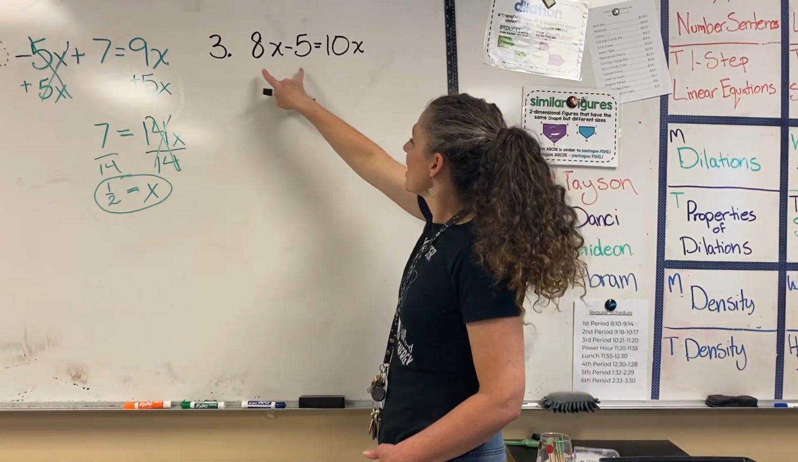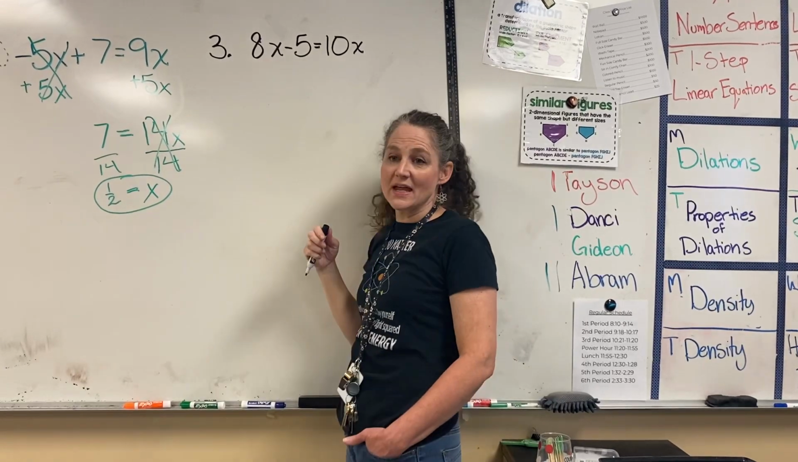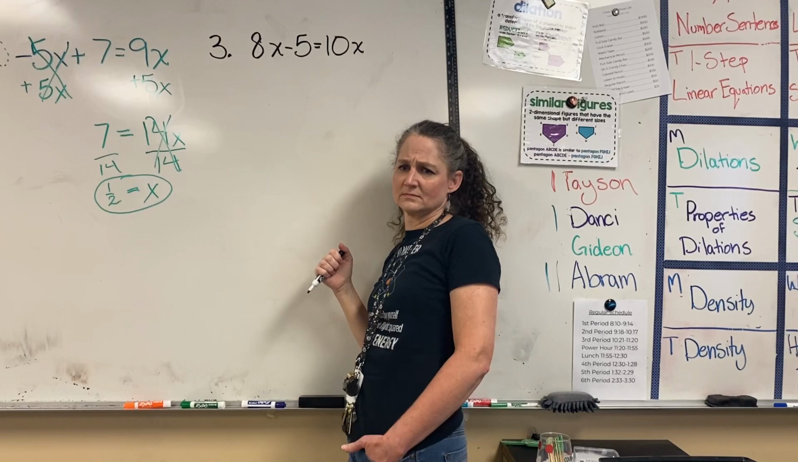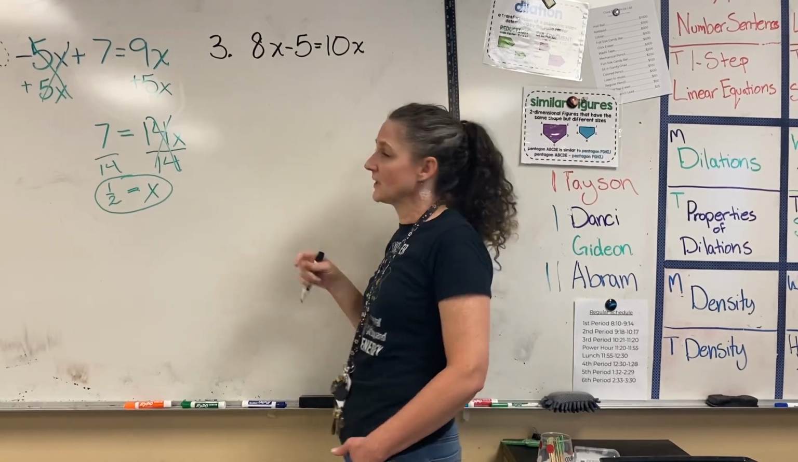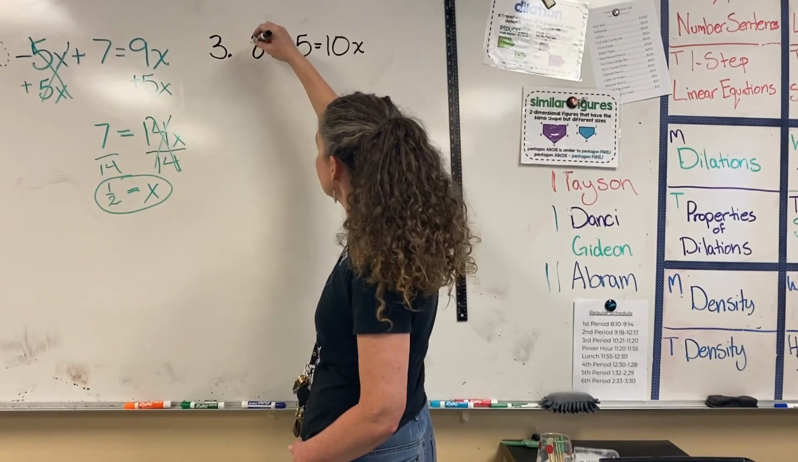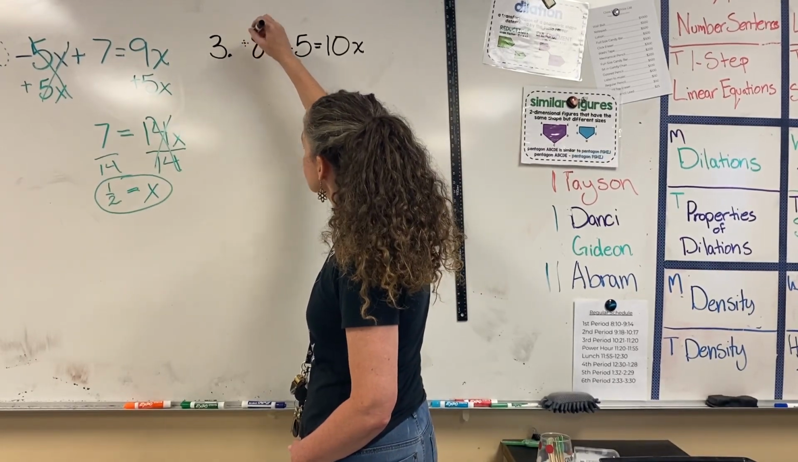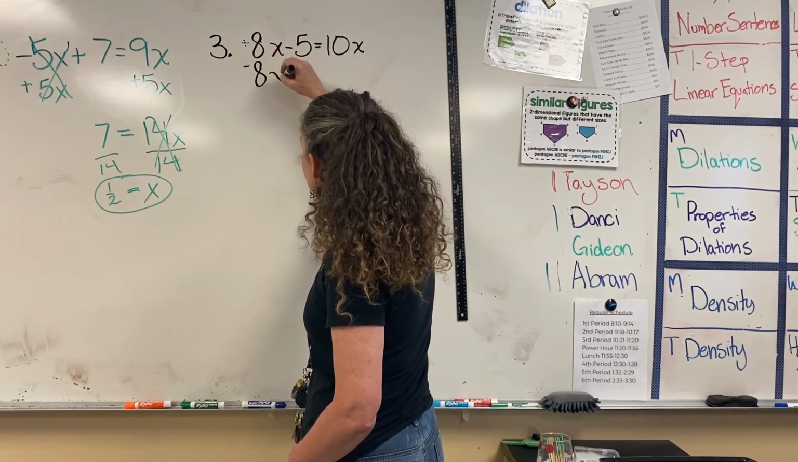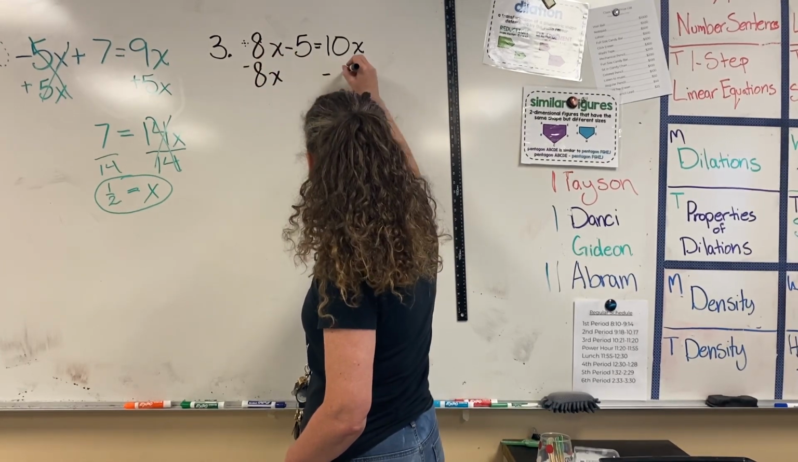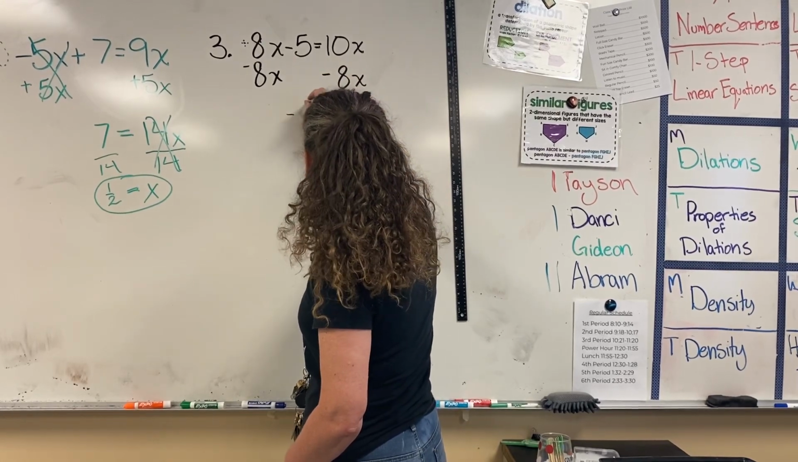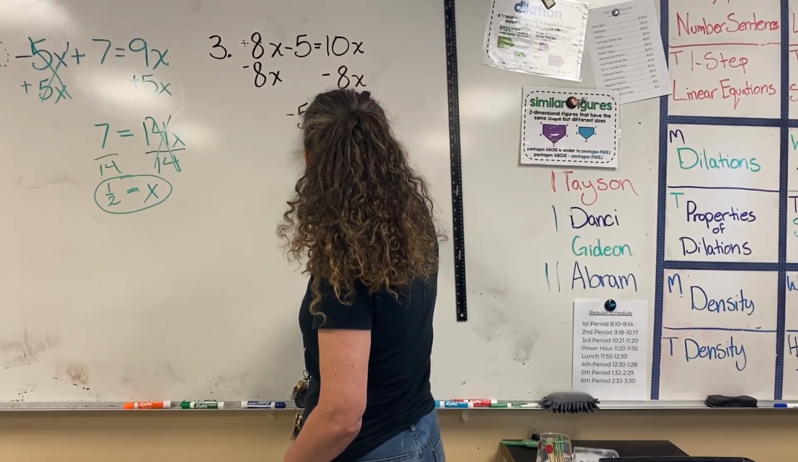All right, so what's happening with the 8x and the 5? 5 is being subtracted from 8x. So they're kind of being added and subtracted. This is another one like that one. We have a positive 8x, so we are going to subtract away this 8x from both sides. We're going to end up with negative 5 equals 2x.